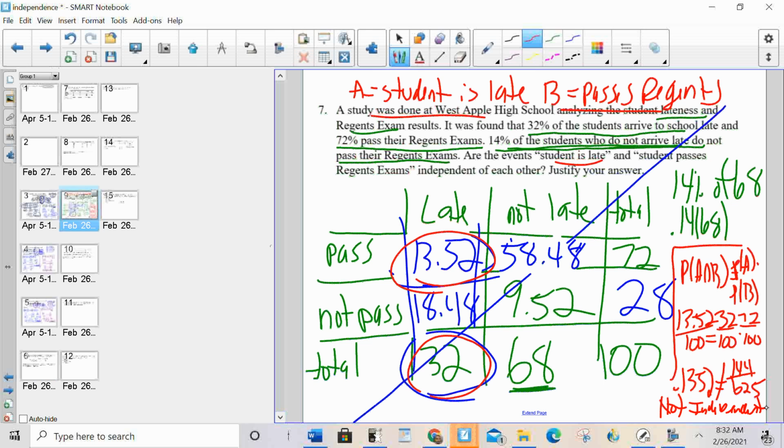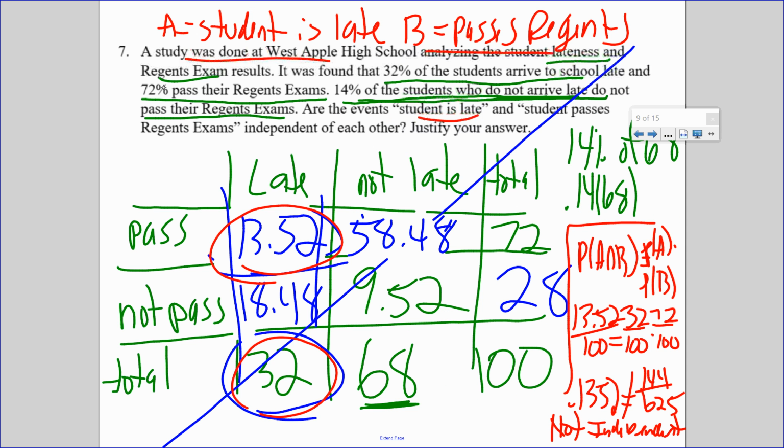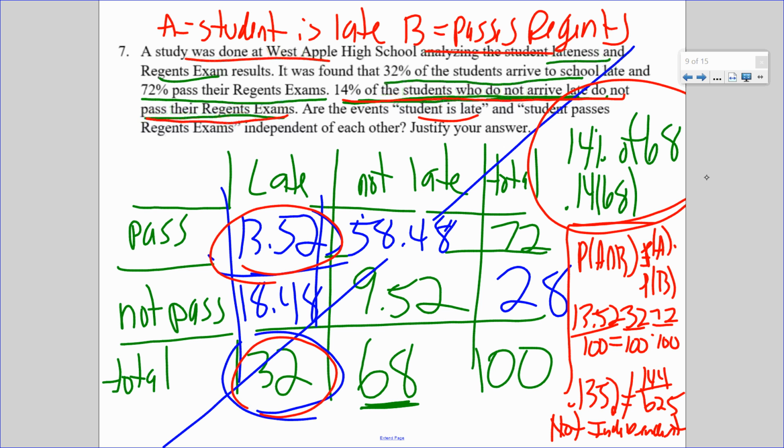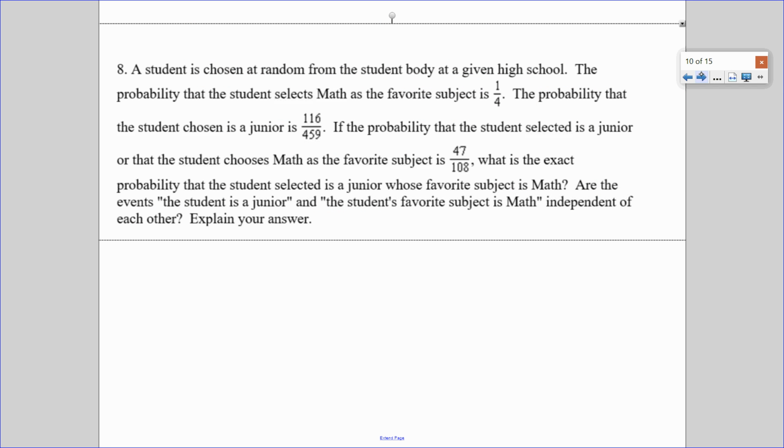You could have done the P of A equals P of A given B. I'm not going to do that. I've done enough, using both. You really just need to do one of them. I wanted to do a few where I did both, so you saw that you can use both. Just be careful when you're creating your table. This one was definitely a little tricky with this sentence here: 14% of the students who do not arrive late do not pass the Regents exams. Again, to deal with that, you had to do 14% of the total that are not late. But that's a twist. I don't love that twist on this problem. I would probably want to take this problem out, maybe put it at the end of the lesson, just because it's a little trickier. All right, what else do I want to do with you?